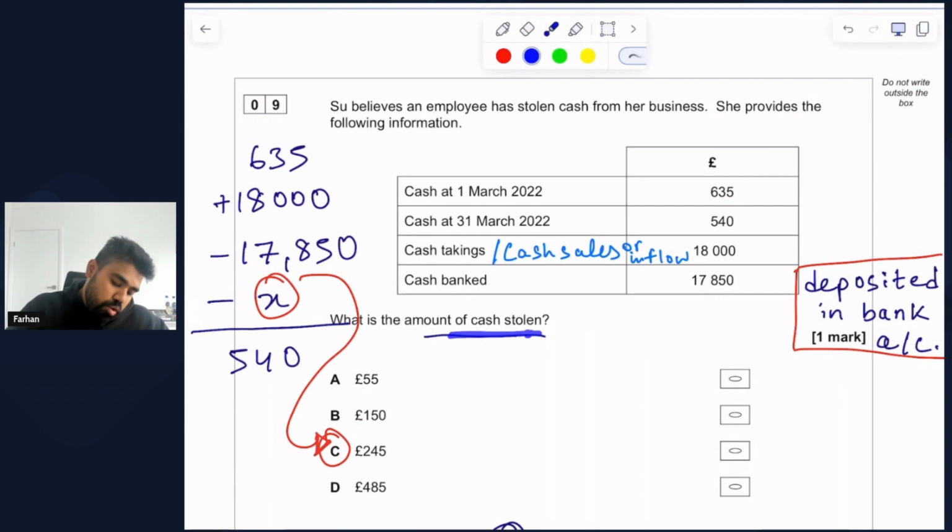All right. So we're given the opening balance for cash at 1 March 2022, 635 pounds. We are given the closing balance for cash at 31 March 2022 of 540 pounds.